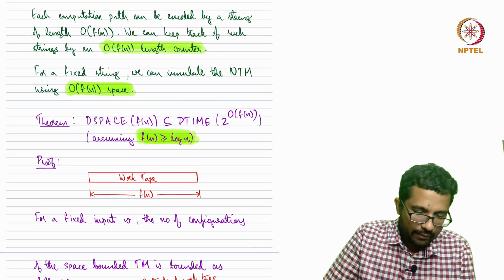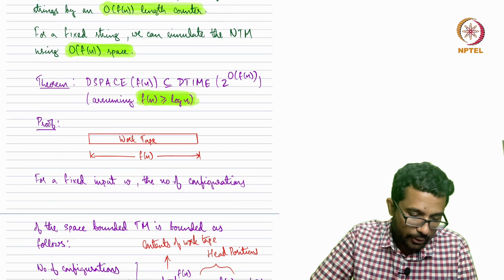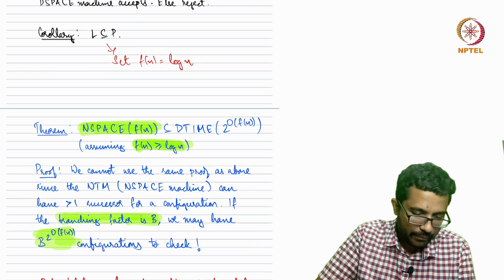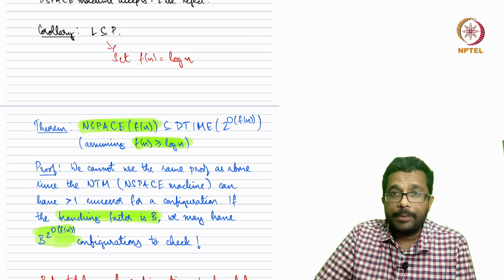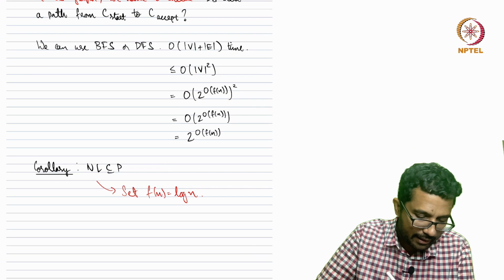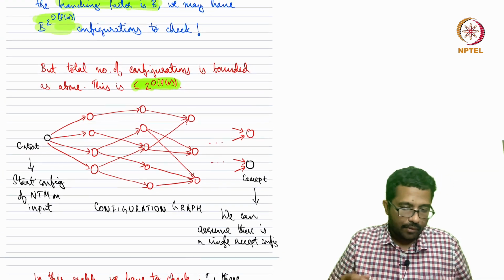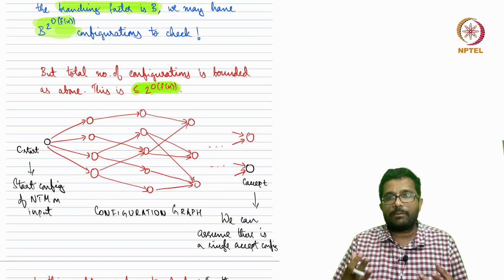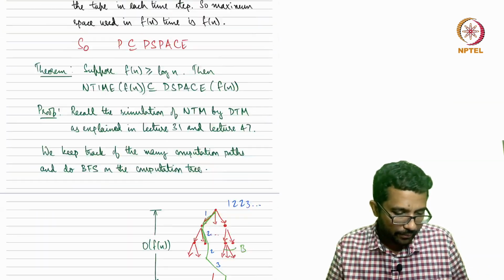And then we saw how space bounded Turing machines can be simulated by time bounded Turing machines. So DSPACE of f(n) is contained in DTIME 2 power O(f(n)), and NSPACE f(n) is also contained in DTIME 2 power O(f(n)). So by setting f(n) to be log n, we get that L is contained in P and even NL is contained in P. So that is the introduction to what is space complexity, and also some relations between how these space complexity classes relate with each other as well as with time bounded complexity classes.